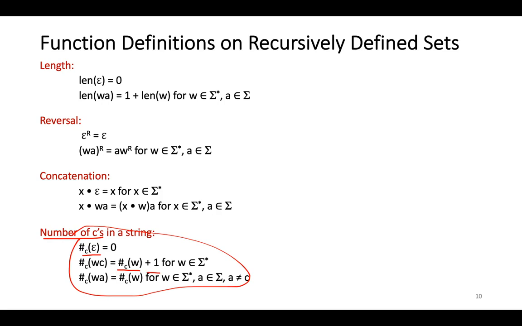And another string W and character A. In this case, there is no C, so definitely it will be 0. We only need to use this part.